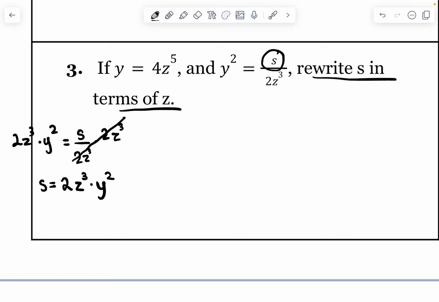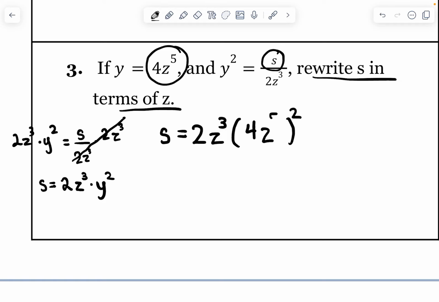But they're telling us to rewrite s in terms of z. And at the moment we have s, but it's written in terms of z and y. And we can't have any y's. But that's when this guy comes into play. So what we're going to do now is rewrite the whole equation, but instead of having a y, I'm going to substitute for the value of y. And I know that y is equal to 4 times z to the fifth power.